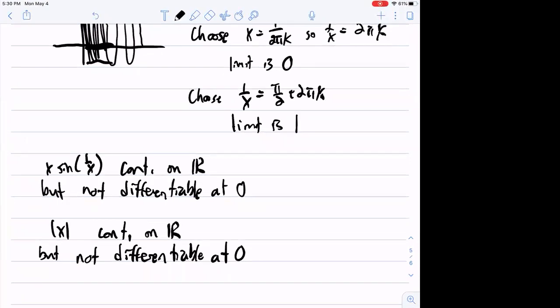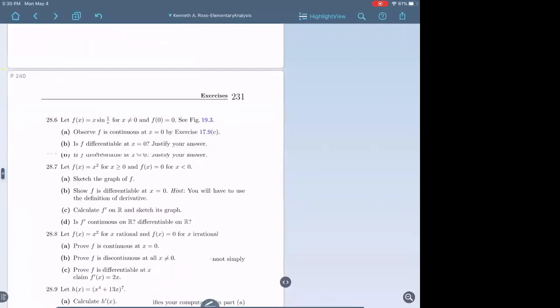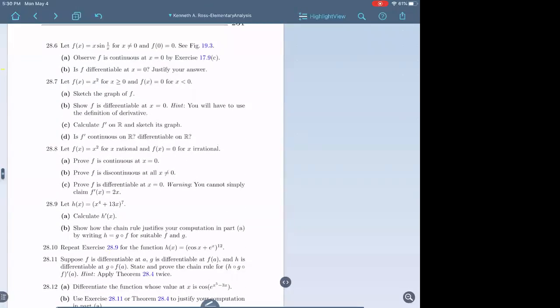Let's do one more and then I'll talk about the quiz. This one's a bit harder. I'll do the even ones. So f of x is x squared for x rational, and f of x is 0 for x irrational. So let me.